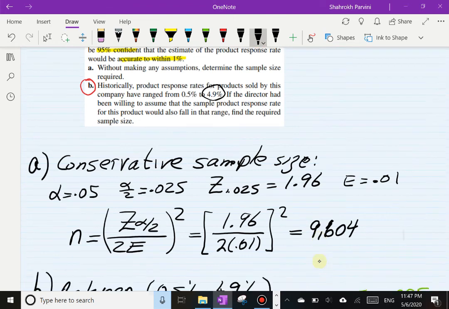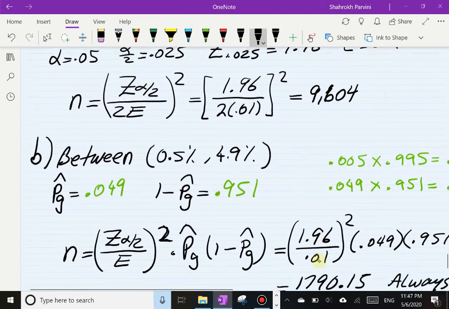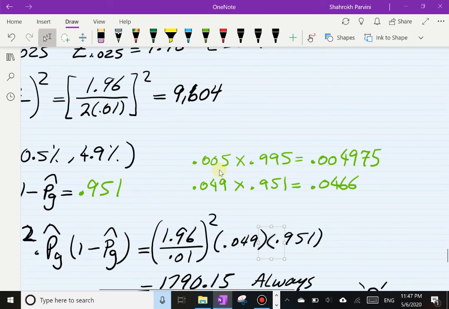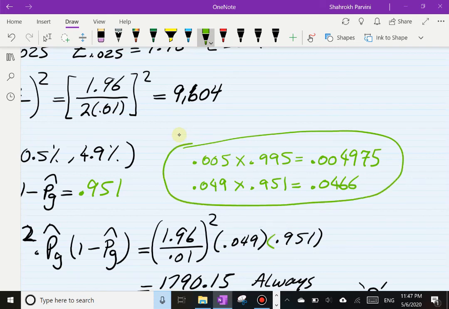So for part B, between 0.5% and 4.9%, I chose P hat guess to be 0.049, the higher of the two percentages. And the reason is this, to the right. If you look at this product, 0.005 times 0.995, that gives me 0.005 almost, but 0.049 times 0.951 gives me a higher number.